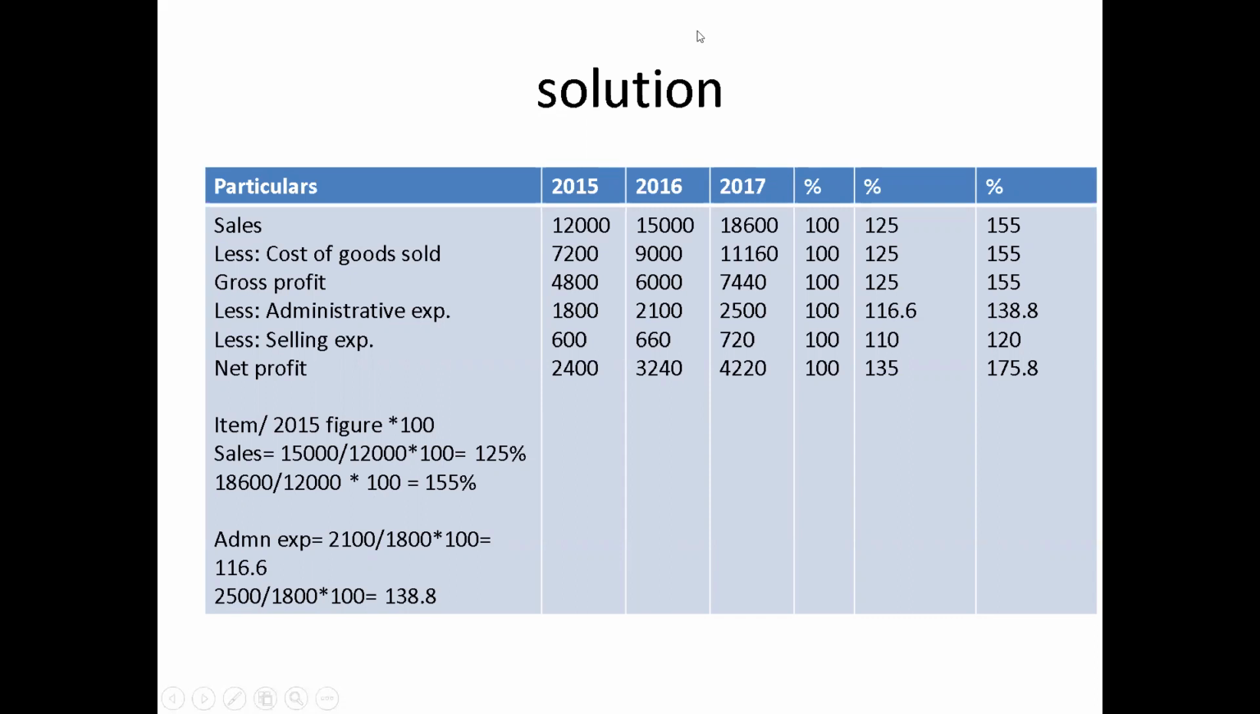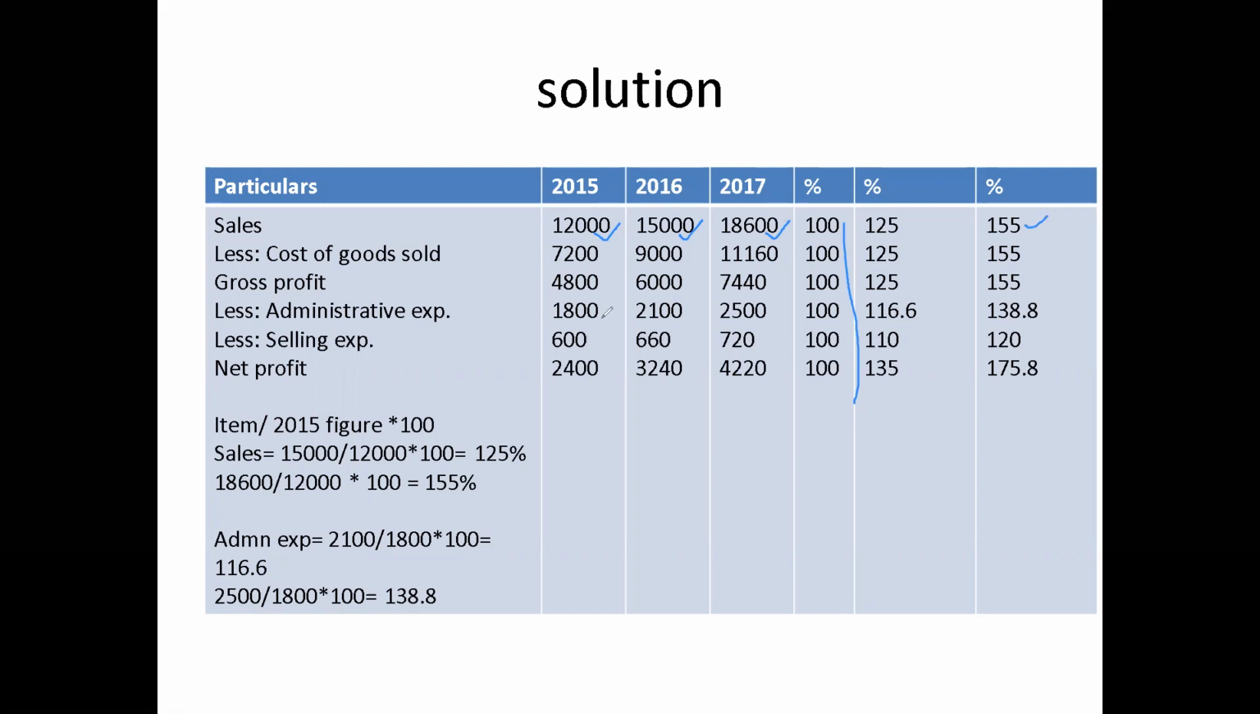For example, if we have to calculate the sales percentage for 16 and 17, now this would be 100. For 16, we'll take 15,000 upon 12,000 into 100. Or for 2017, we'll take 18,600 upon 12,000 into 100. So 155%. Likewise, in the case of administrative expenses, for 2016, 2,100 upon 1,800 into 100. Or 2,500 upon 1,800 into 100. So likewise, the figures of all the items for all the years can be calculated.